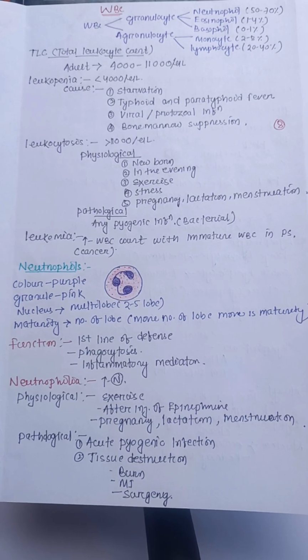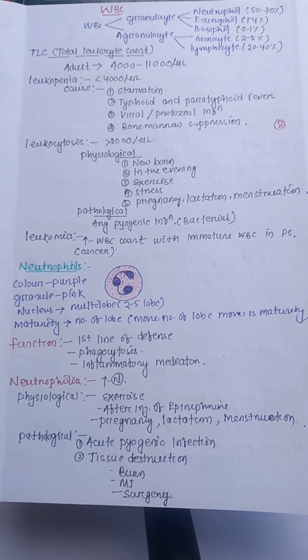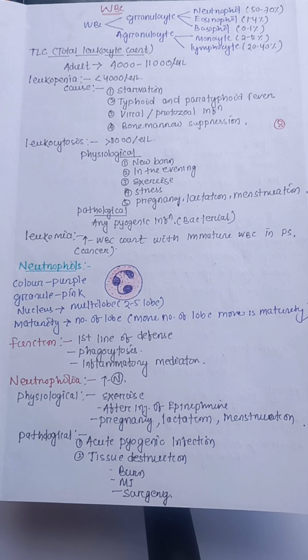Let's see the next one, that is WBC, one of the important components of our blood, and we will discuss WBC. WBC is of two types: granulocytes and agranulocytes. Granulocytes are neutrophils, eosinophils, and basophils, which contain granules, and agranulocytes are lymphocytes and monocytes, which do not contain any granules. The total leukocyte count is 4,000 to 11,000 per microliter, and leukopenia is a decrease in the WBC count to less than 4,000 per microliter.